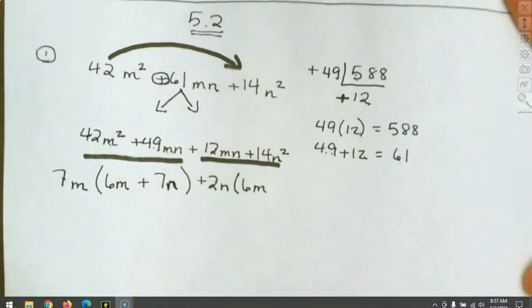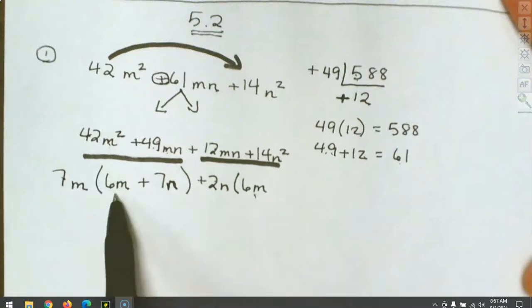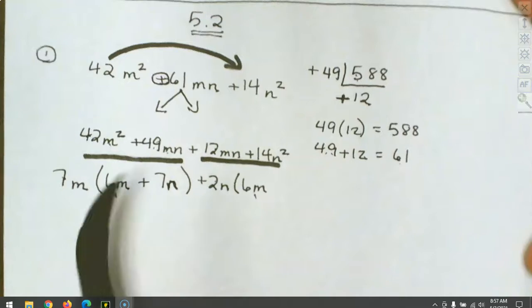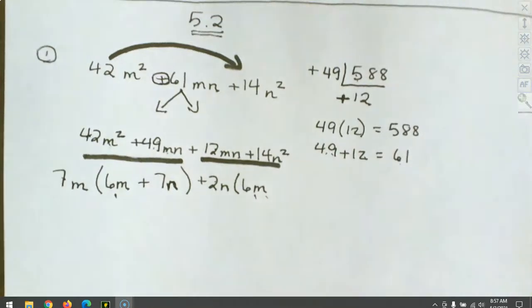Now, we know we're on the right track. Why? Because 6m here is the same as that 6m there. So we know we're making progress. If those numbers don't match up, you've got a problem. You've got to go back and rework it again. But they should work. If you did everything correct, they'll match up every time.